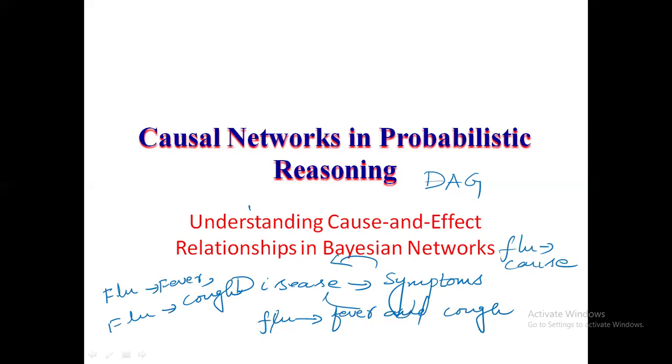Similarly, weather prediction variables: cloudy. If it is cloudy, rain may come. Rain comes, wet grass. If it is cloudy, there is a higher chance of rain, and if it rains, the grass becomes wet. Even if you only observe wet grass, you can reason back to the likelihood of rain. So we write it as cloudy, rain, wet grass.